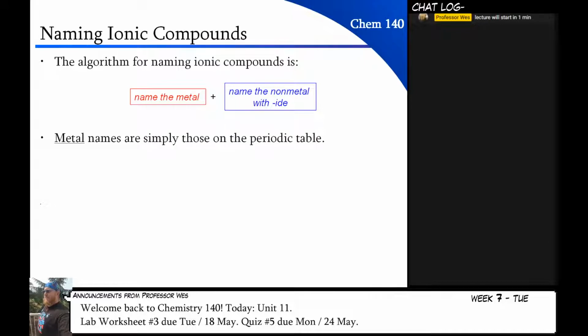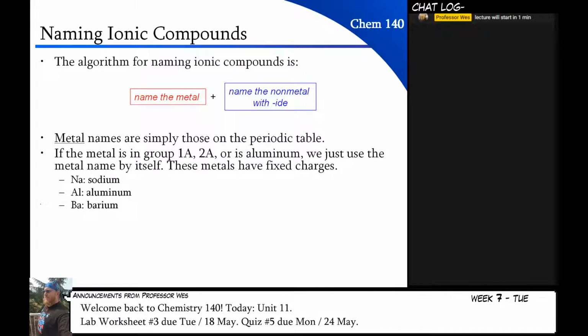So the first box, name the metal, you're going to be grabbing the name off the periodic table, and depending on where that element is on the periodic table, you're going to either keep it as is or modify it slightly based on the compound you're looking at. So if your element is in group 1A, group 2A, or aluminum, and remember that these are just group 1 and 2 using the normal IUPAC numbering, so going across the top, those group numbers, group 1, group 2, or aluminum, all you do for the name is just take its name straight off the table and use it as is.